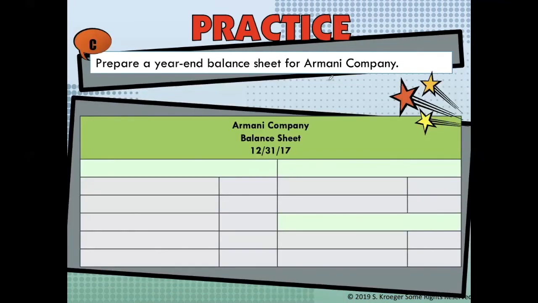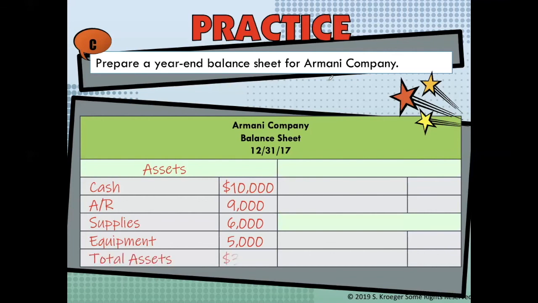First, let's begin by filling out the left-hand side, which are the assets. We'll put assets in as our category heading and list all those assets that I had circled: cash of 10,000, accounts receivable of 9,000, supplies of 6,000, and equipment of 5,000. Total this up for our total assets of 30,000. Remember, the right-hand side needs to equal this as well, or we're doing something wrong. First, let's put in the liabilities. Remember, there was only one liability, accounts payable. So the total liabilities would be just the 23,000.